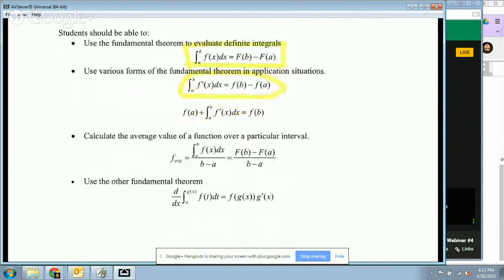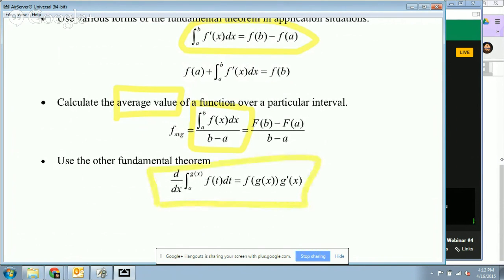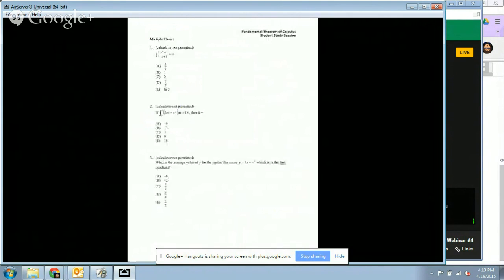You can also calculate the average value. We're going to point this out several times, but the average value piece is very important because they're going to be very specific about what's the average amount, what's the average value, and you're using this idea right here. You're taking the integral and dividing it by the width from the lower limit to the upper limit. And then, of course, the favorite is the other fundamental theorem. They love referring to this over and over again, so make sure you keep an eye out for when they're going to apply. So let's go ahead and get started on some problems.